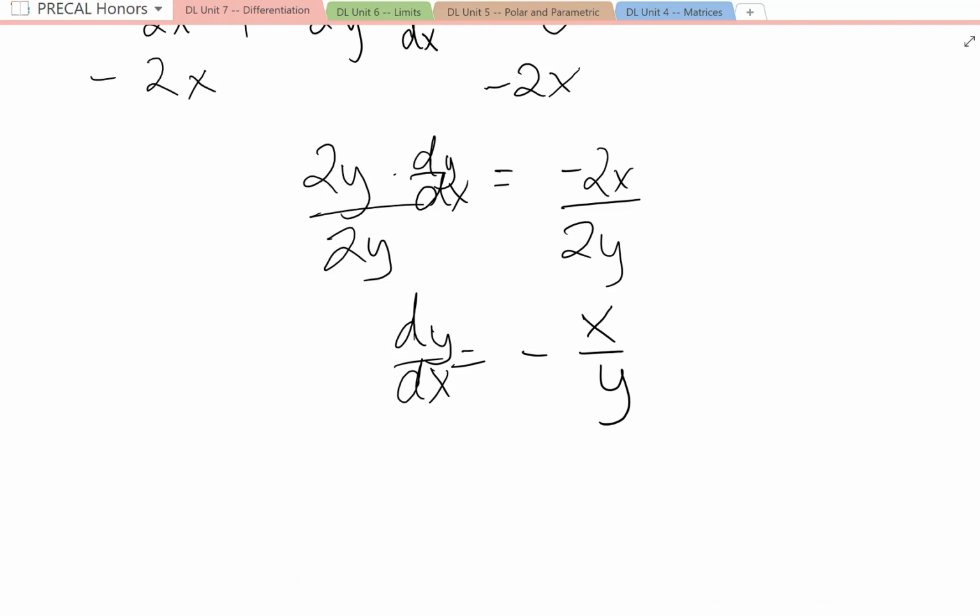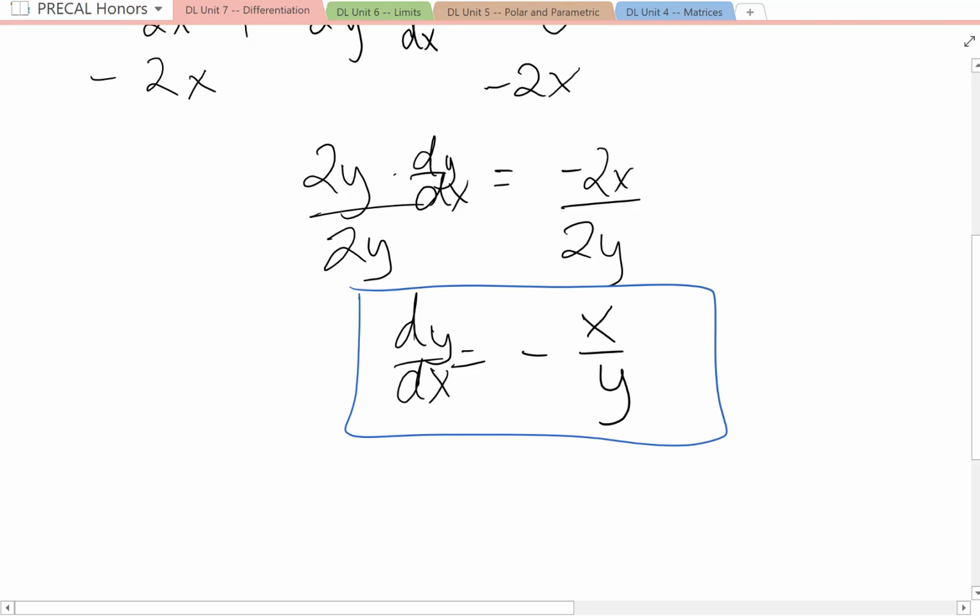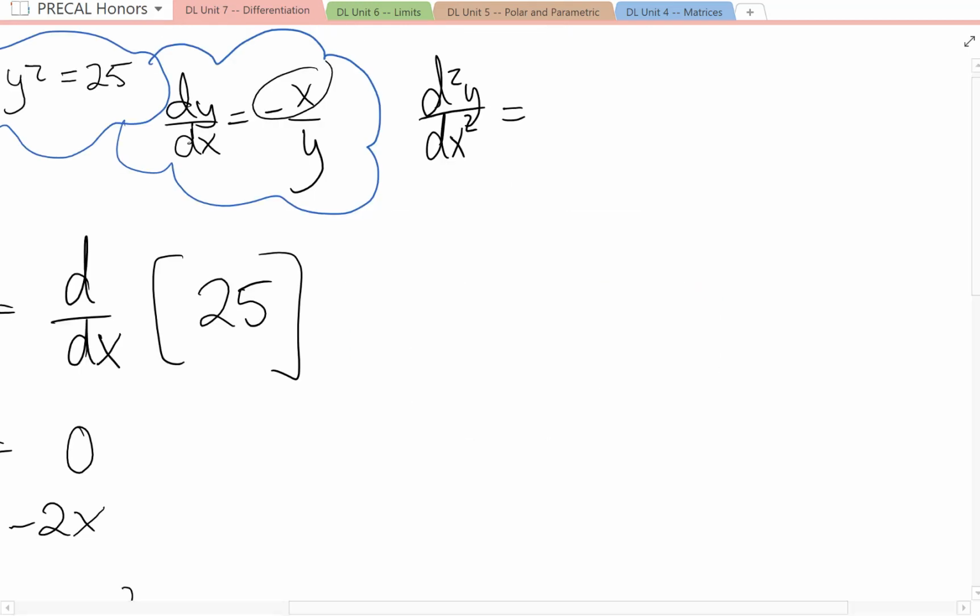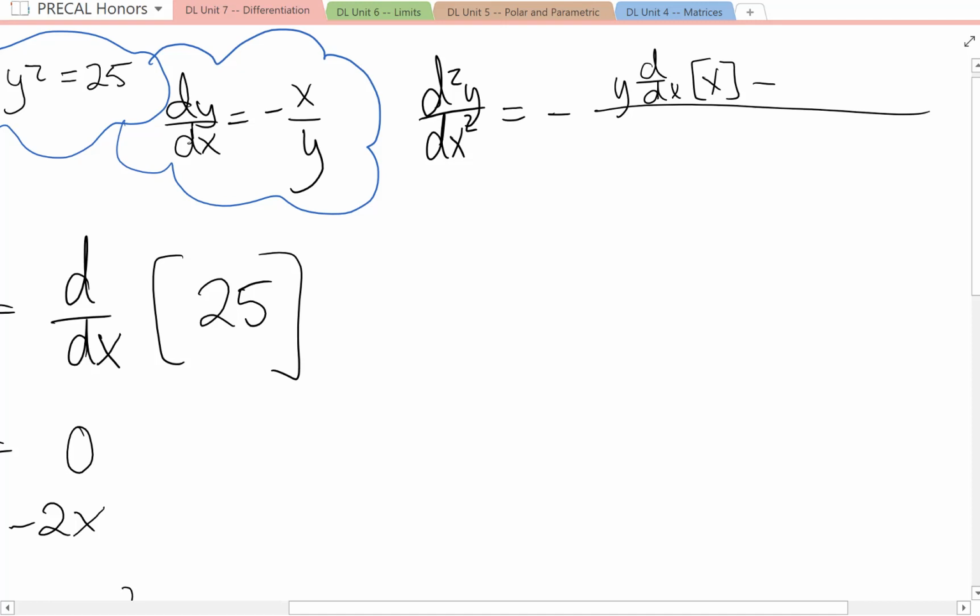Ding, ding, ding. Now you have found another special relationship, the first derivative. Guess what? We're going to do it again. We're going to use the quotient rule. So I'm going to leave this negative in front, and then low d high minus high d low over low squared we go. Low d high minus high d low, derivative with respect to x of y, or dy dx, over low squared, y squared.